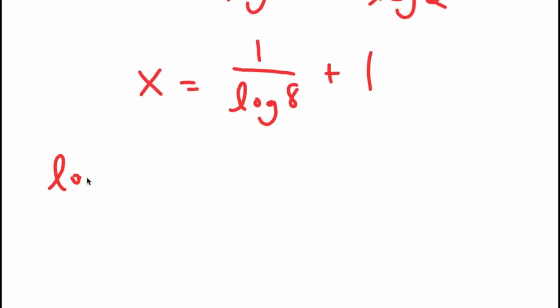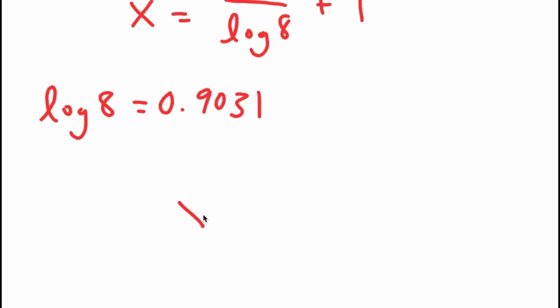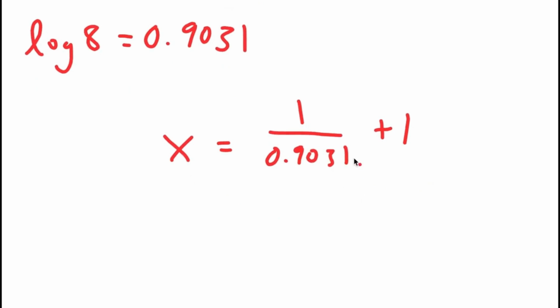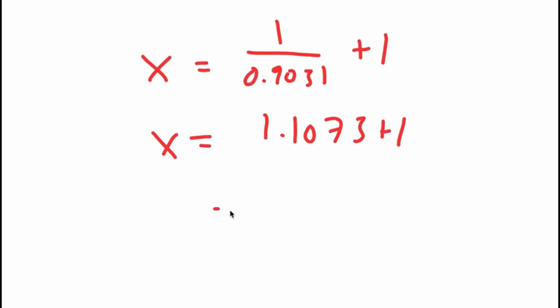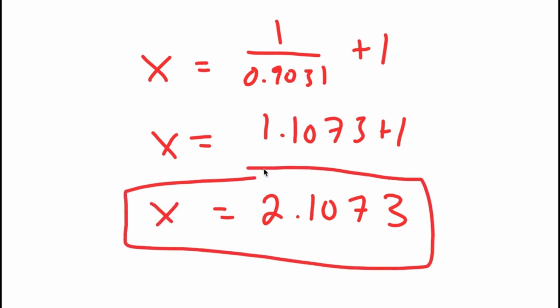And log 8 is equal to 0.9031. So I get x is equal to 1 over 0.9031 plus 1. And 1 over 0.9031 is equal to 1.1073, and this plus 1 is equal to 2.1073. So this is my answer.